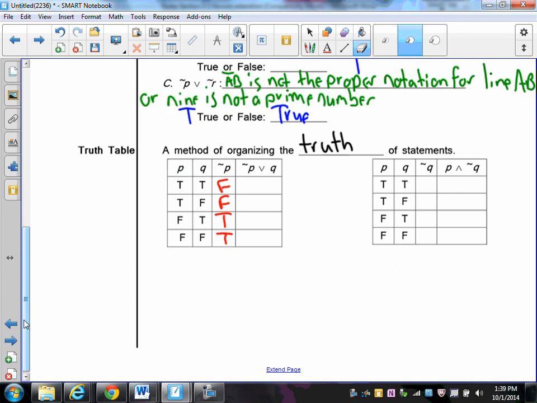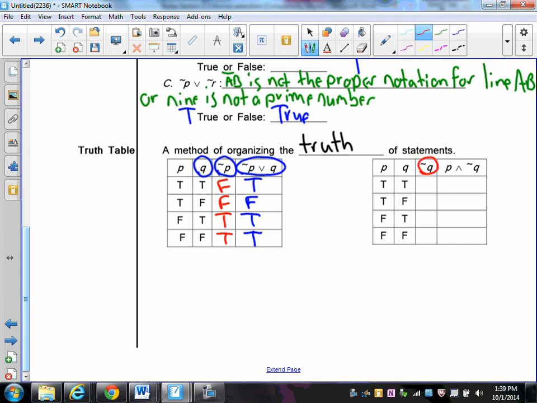Now, I'm going to look at not P or Q. So not P is right here, and Q is right here. So I have true or false. At least one of those is true, so the whole thing is true. I have false or false. None of them are true, so that means that's false. True or true means it's true. False or true means it's true. So truth tables aren't that difficult for most people. Let's take a look at the other one.